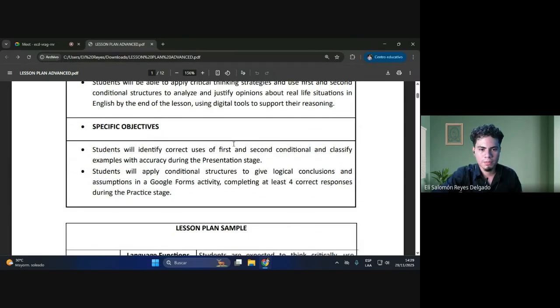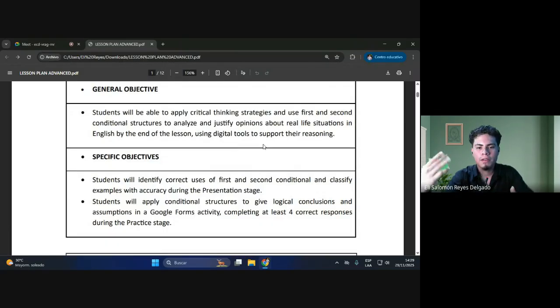And we have two specific objectives. A student will identify correct uses of first and second conditional and classify examples with accuracy during the presentation stage. The student will apply conditional structures to give logical conclusions and assumptions in a Google Forms activity, completing at least four correct responses during the practice stage.